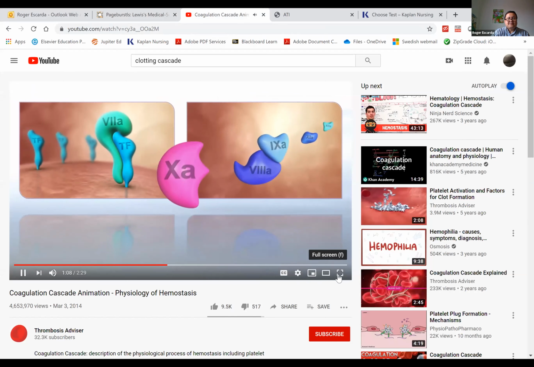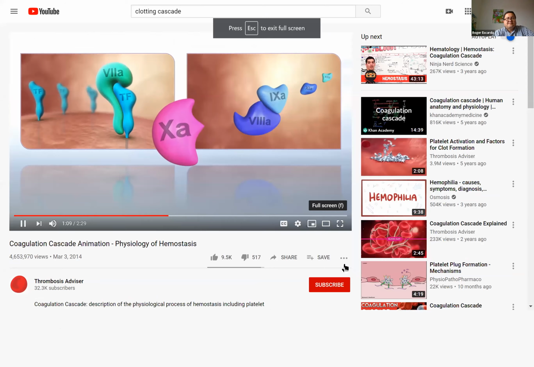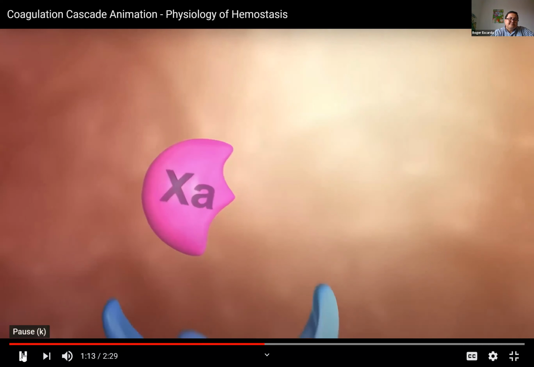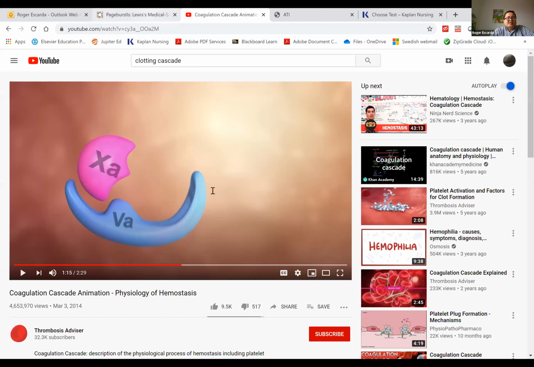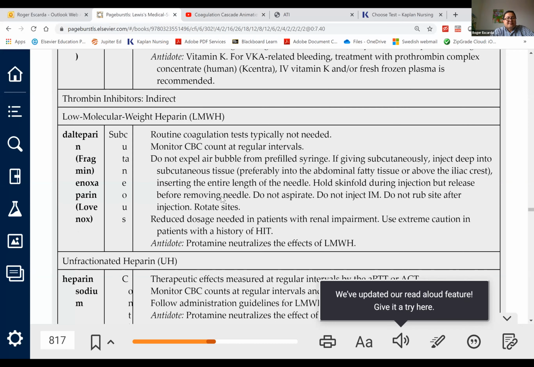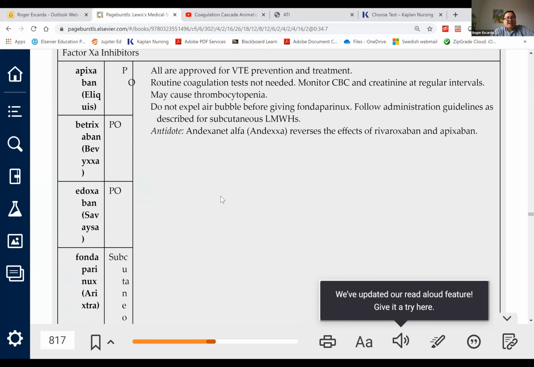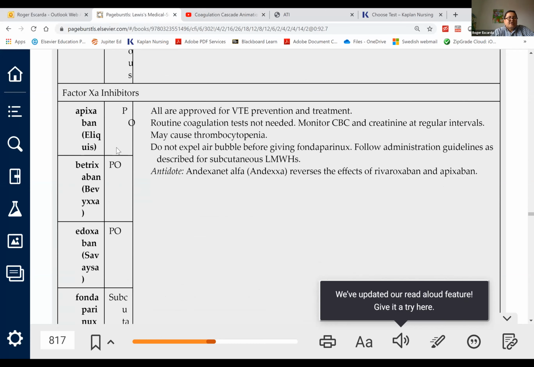Since the two pathways merge at the level of factor 10A, this factor has a pivotal role in the coagulation cascade. You see where the intrinsic and the extrinsic pathways meet, correct? So your 10A inhibitors are these drugs right here. These are factor 10A inhibitors. They are your novel anticoagulants, novel meaning new, just like the novel coronavirus.